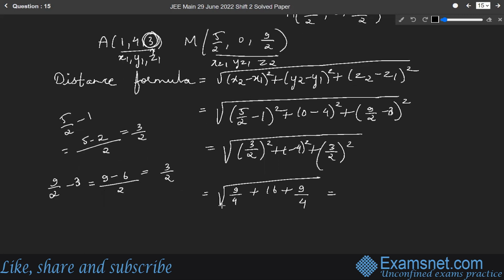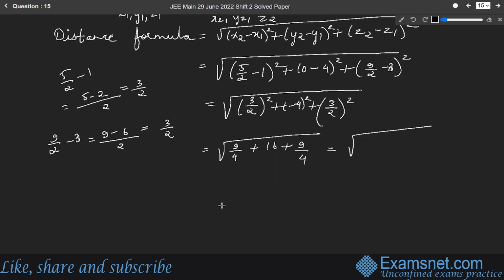Now we have to take the LCM here. All right. When we take the LCM, you can see that here the denominator is 1. So LCM will be 4. Now the numerator will be 9 plus 16 into 4 is 64 plus 9. When we add all these values, 9 plus 64 plus 9, it is equal to 82. 82 divided by 4. Now we know that root 4 is basically equal to 2. So we can take this root 4 outside. When it comes out, we get 2, right? So we have under root of 82 divided by 2.